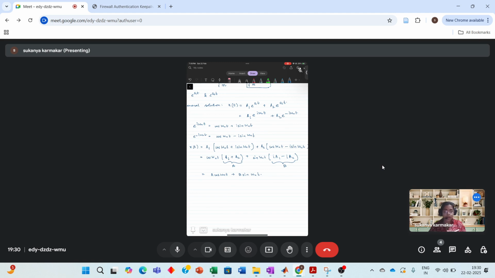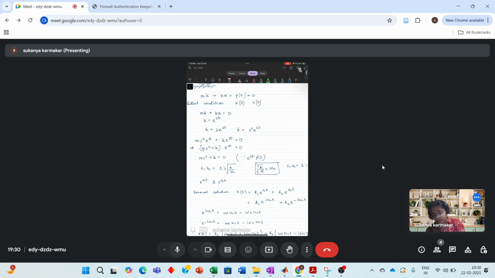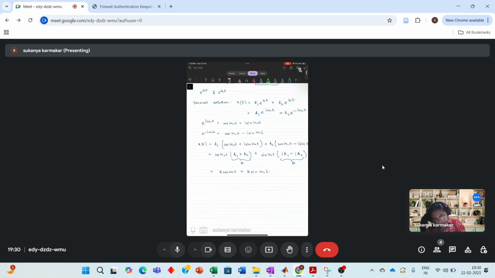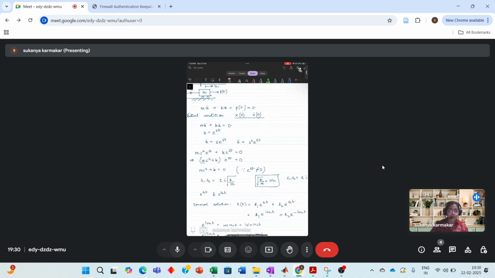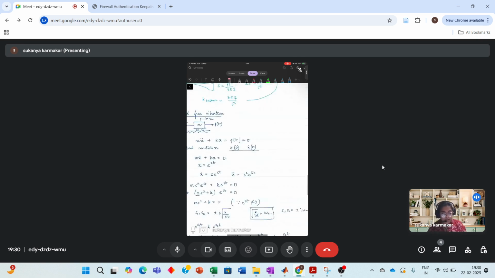Now you can calculate a and b using the initial conditions. Let's say these are your initial conditions. If I put t is equal to 0, at t is equal to 0 your displacement is x of 0. Sine 0 is 0, cos 0 is 1. So a is nothing but x0. And then you have to use the second condition, x dot 0.